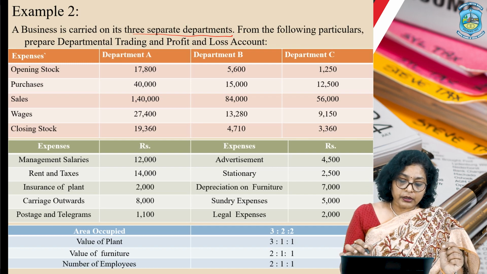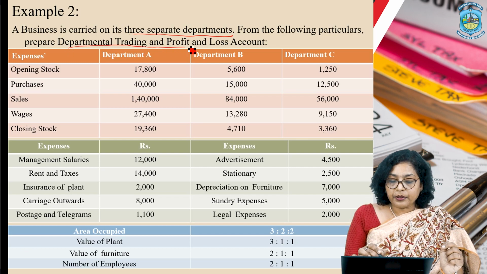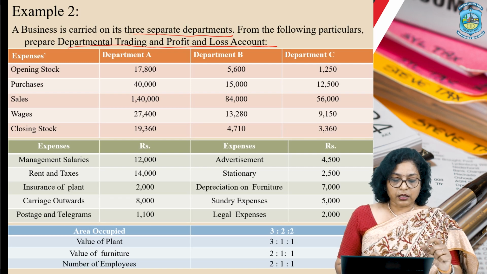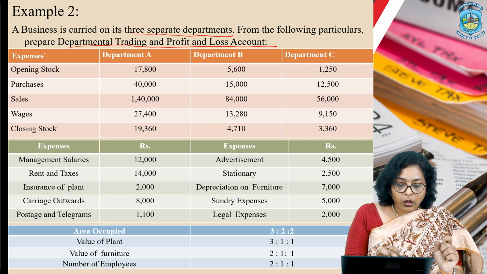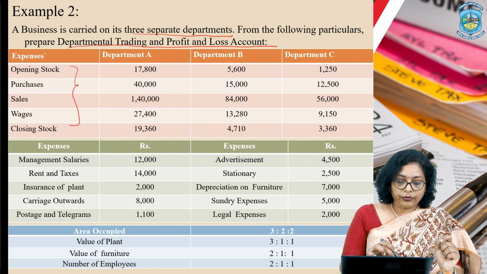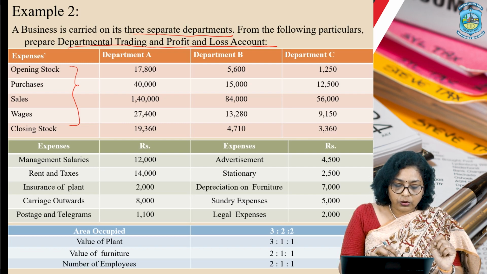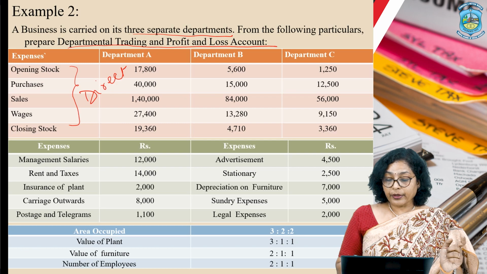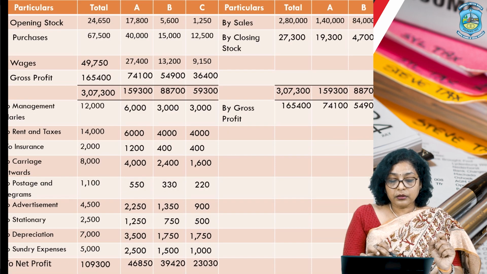From the following particulars, you have to prepare departmental trading and profit and loss account. See, in the first section, all the expenses are of direct nature, and these are appearing in the individual departments. So, in the departmental trading account we will record all these expenses individually.